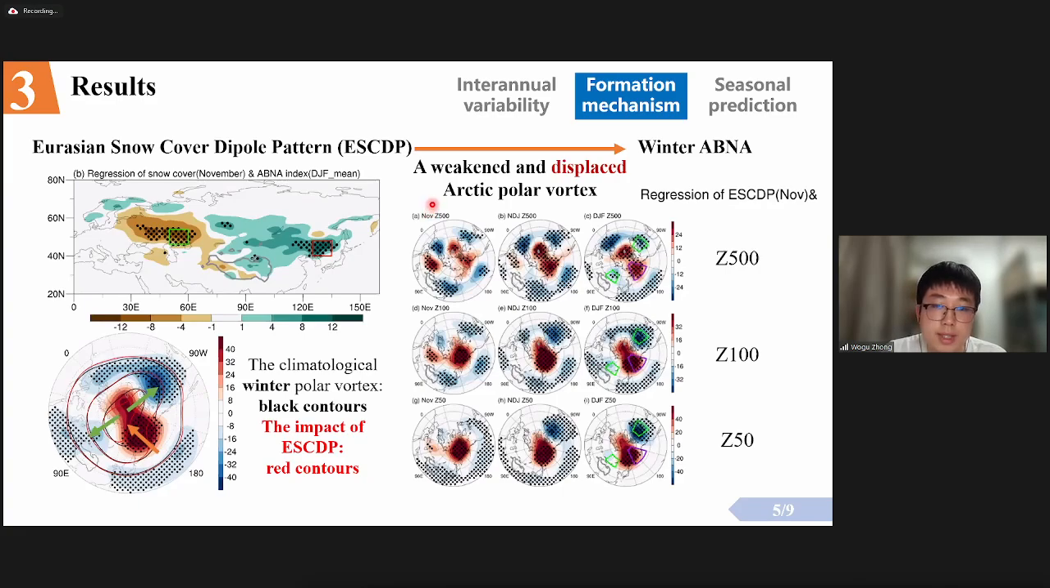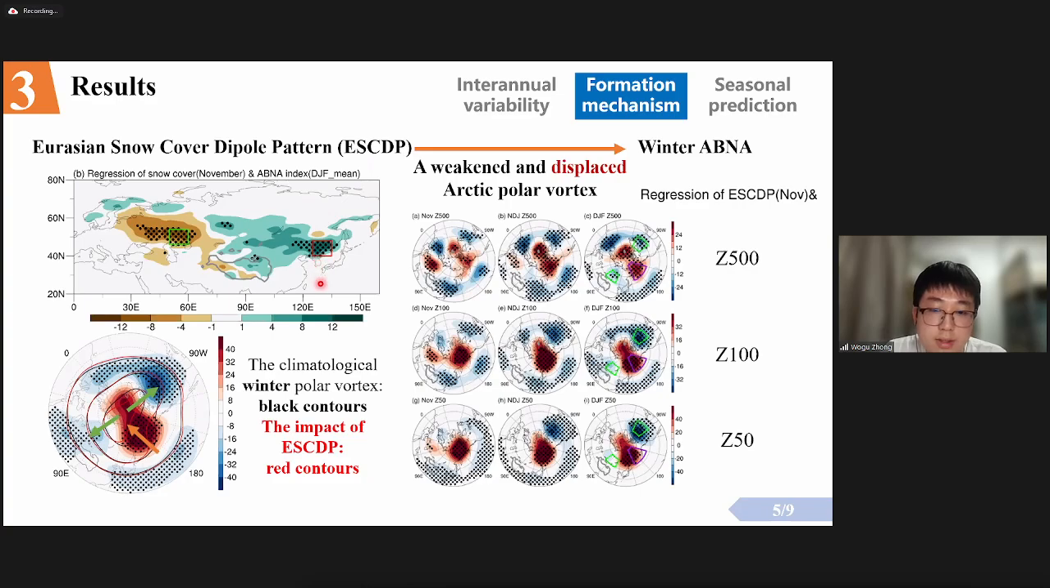As we have discussed, we will firstly evaluate the potential impacts of Eurasian snow cover. This figure shows the regression map of November snow cover anomalies onto the ABNA index. We can see that the ABNA is positively correlated with snow cover anomalies in Northeastern Asia and negatively correlated with snow cover anomalies in Europe.